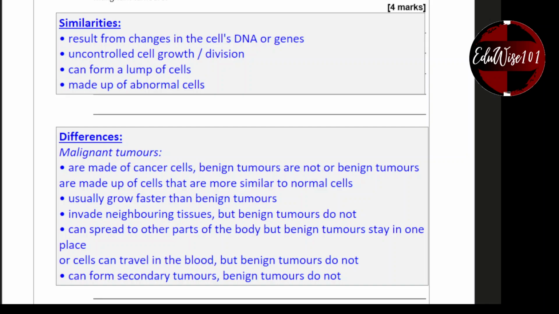Giving 2 similarities and 2 differences is more than enough for the 4 marks, but I would give 3 of each just to be sure.